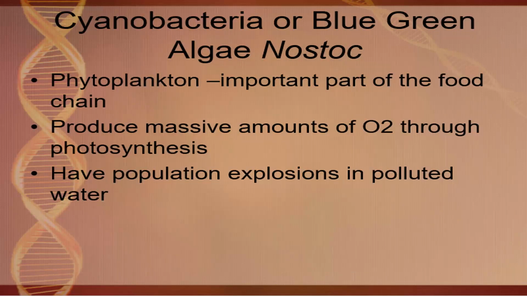The cyanobacteria, Nostoc, is part of the phytoplankton. It's an important part of the food chain, produces a lot of oxygen through photosynthesis, and they are indicative. If you see a huge population explosion of this slimy blue-green Nostoc in a waterway, that's indicative of seriously polluted water. They are incredibly tolerant to polluted waterways. They can survive in environments that other living organisms, even regular green algae, wouldn't do very well in. So if you see a very, very polluted stream that has nothing but blue-green algae in it, it's a pretty good bet that it is highly polluted.